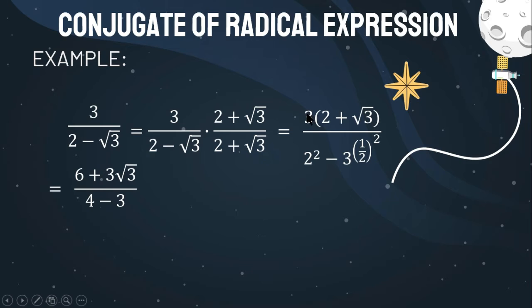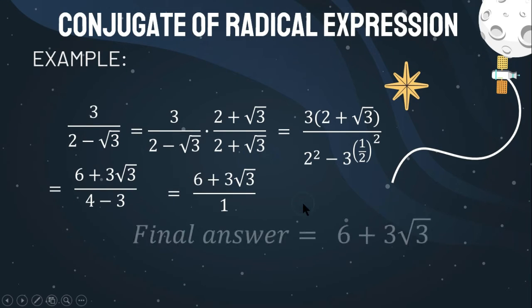And then I distributed 3 to each term. So 3 times 2 is equal to 6. And then 3 times square root of 3 is equal to 3 square root of 3. Okay, so 4 minus 3 is equal to 1. And then the numerator divided by 1 is equal to 6 plus 3 square root of 3.